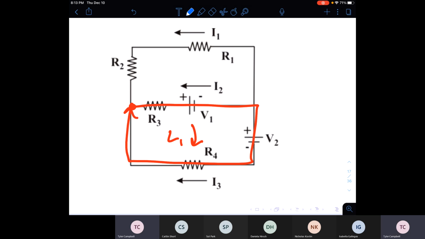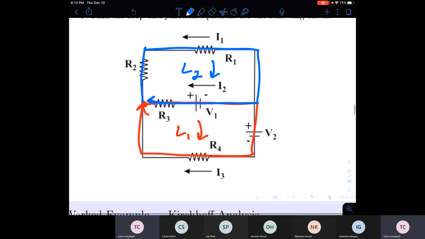The second place I would go would be to this upper square, which I'm calling loop 2. I could start and end at the same spot, it doesn't really matter. That would be my second loop. And then my final loop has got to be the loop around the entire edge of the thing. So I'll start in the same spot and go all the way around.